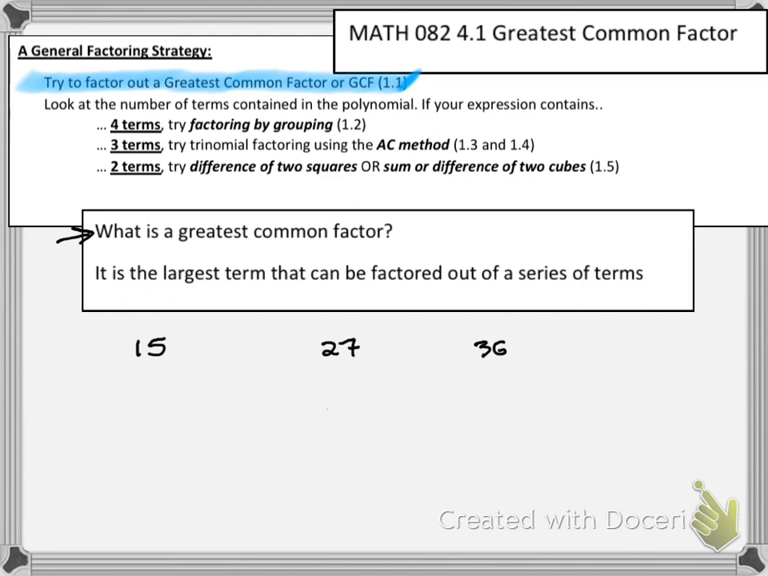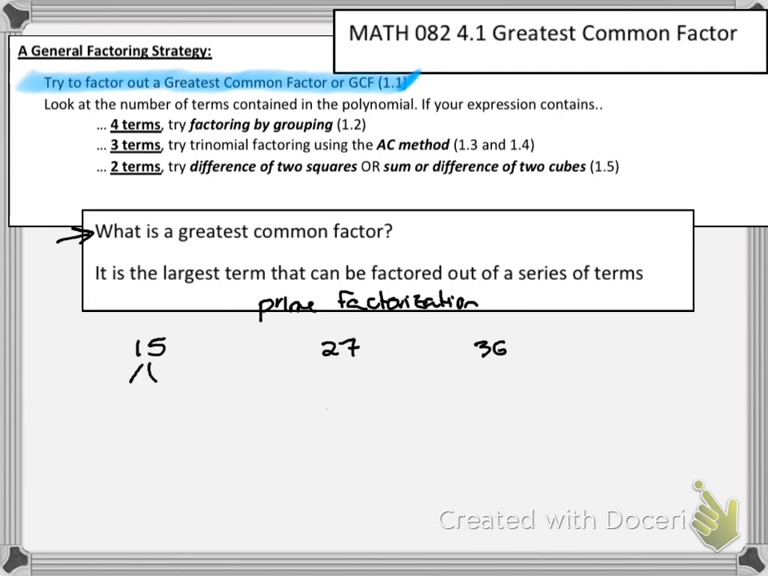You probably learned how to factor out a greatest common factor for a set of numbers, so we're just going to go back and review that. One way to do that is a process called prime factorization, which means we factor numbers down to their primes, down until they can't be factored out anymore.